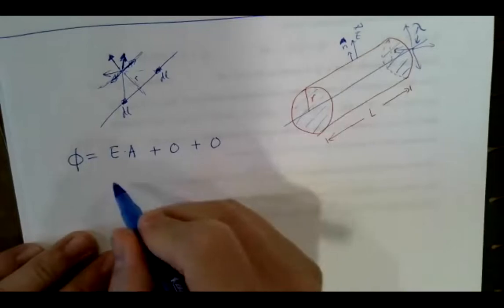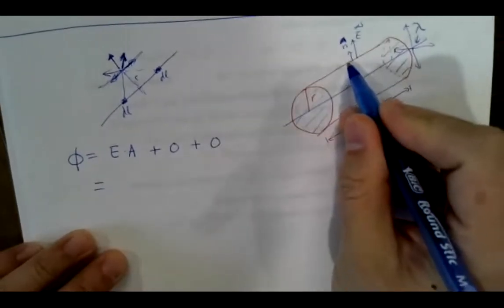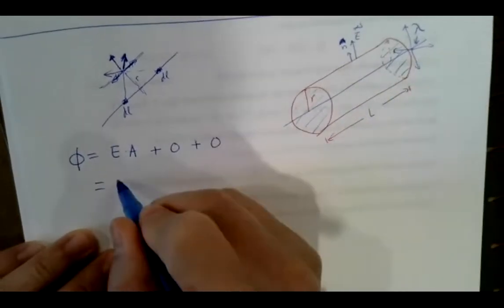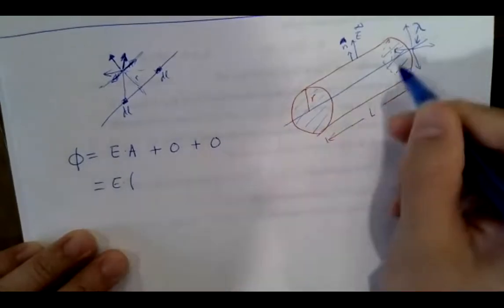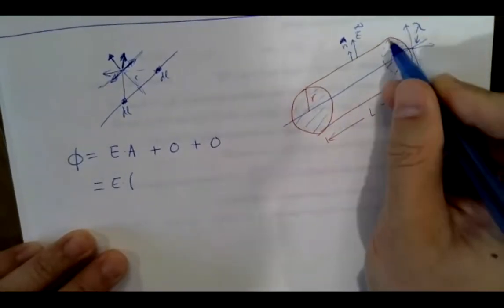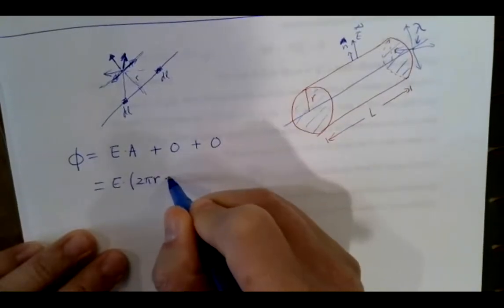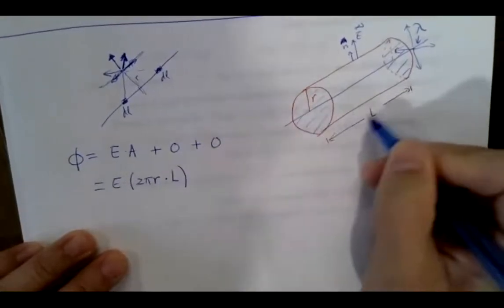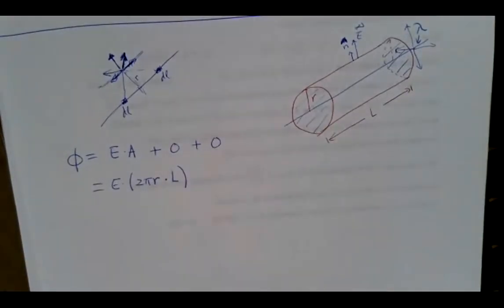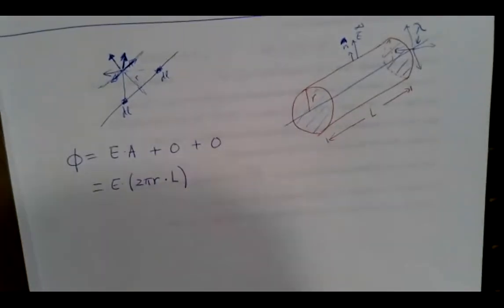Now, the area of the side of the cylinder should be equal to, so E times the area should be the circumference of the bottom circle, right? 2 pi times R times the length, okay, of this cylinder you pick. Okay, it could be any length. We just use L.